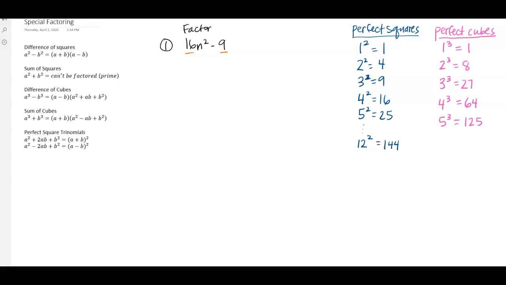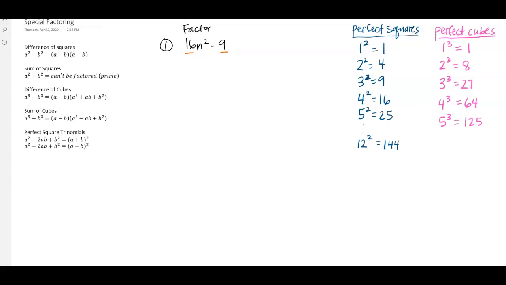When we see numbers like that in the problems we're trying to factor, it's good to take note if we have perfect squares or perfect cubes. We can see on this first one that 16 and 9 are both perfect squares. So we're going to be using the difference of squares because it's connected by a subtract sign. And remember, if we have something squared plus something squared, that can't ever be factored. It's always prime.